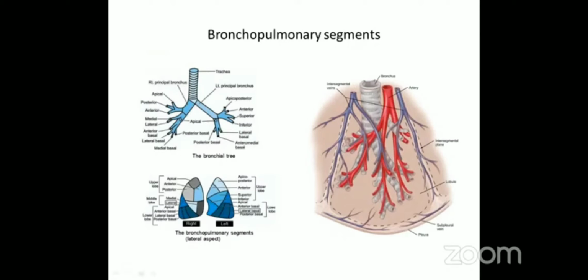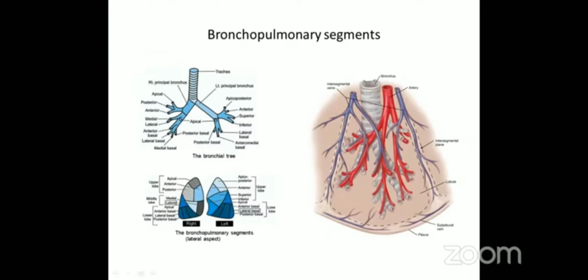Start with the definition: it is the structurally, functionally, or even surgically separate or independent unit of the lung, which is aerated by the tertiary or segmental bronchus. This is the bronchus which is aerating that area, accompanied by the pulmonary artery and pulmonary vein, as you can see here, as well as the bronchial artery and veins, which are not seen in that diagram. So all these structures are there.